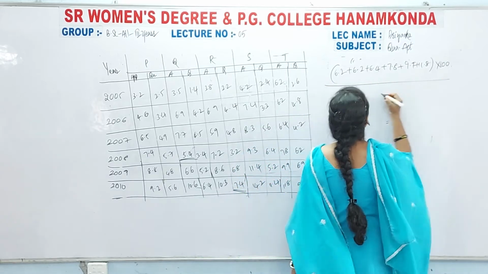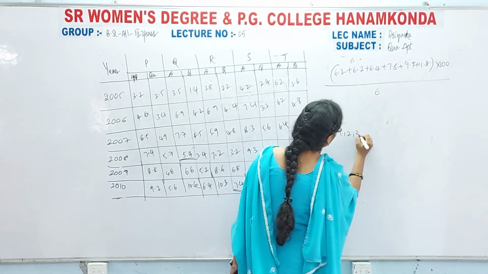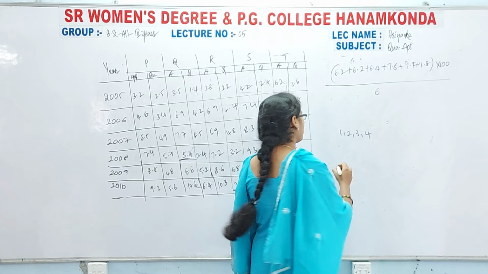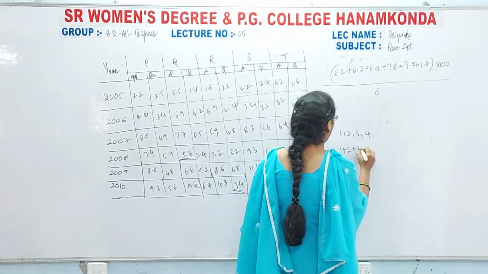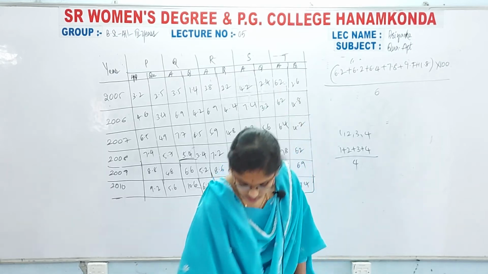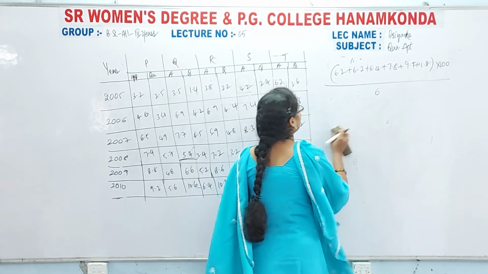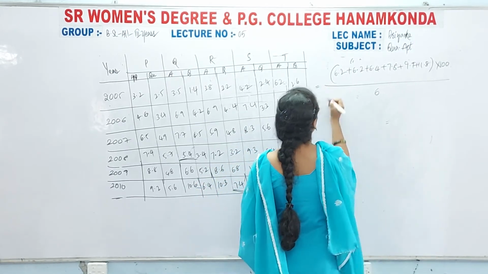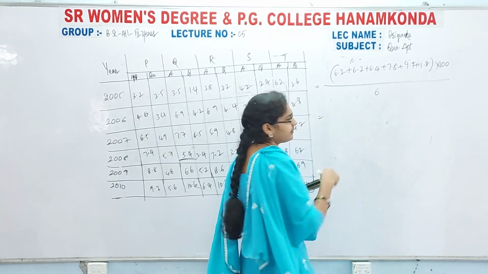How do we calculate the average? For example, suppose you have to find the average of 1 2 3 4. Just the sum of all the numbers by the total numbers, 4. That's it. So for this one, just add, multiply with 100 and divide by 6.